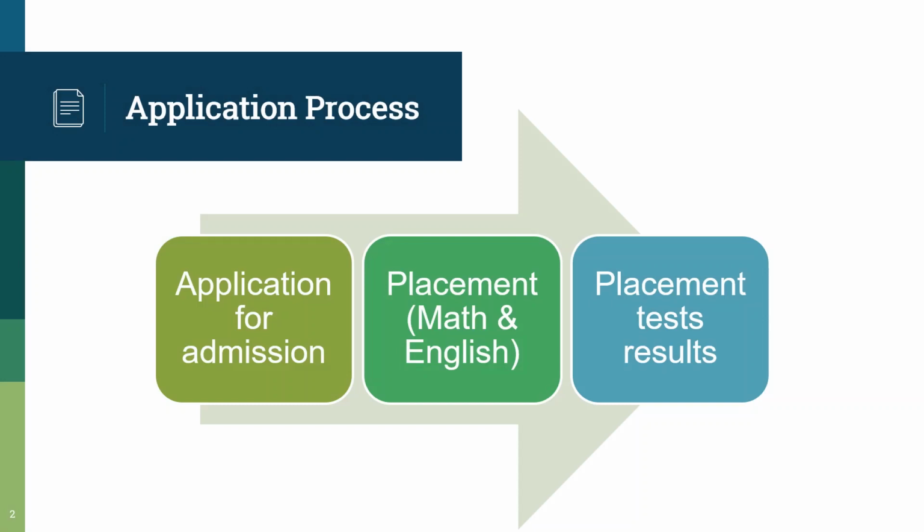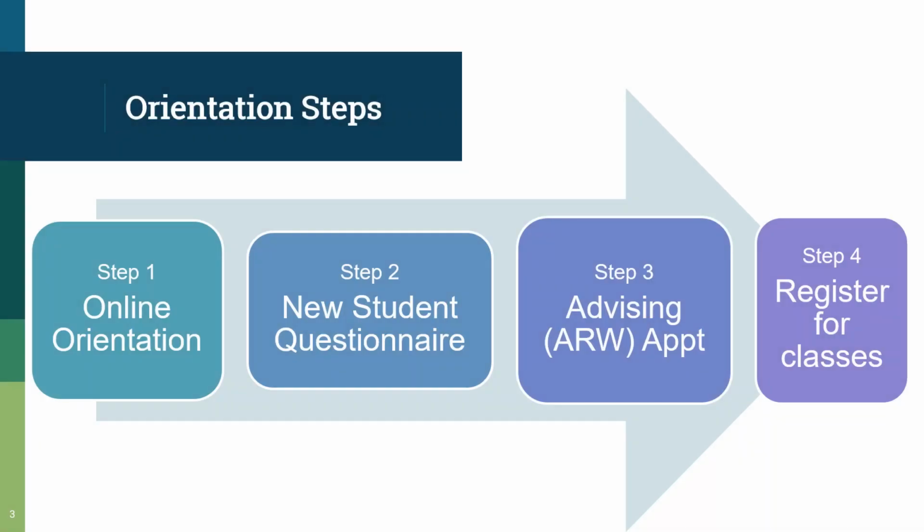Some of you and your students are likely just starting the application process, or perhaps you're somewhere in the middle of the application or orientation process. So I wanted to review briefly the application and orientation steps to get your students started on their journey at Oakton. Your students' first steps in terms of the application process is to first apply for admission, complete placement testing, so both math and English, and then receive placement test results. I will go into a little bit more detail on all of these steps in just one moment. This is just an overview.